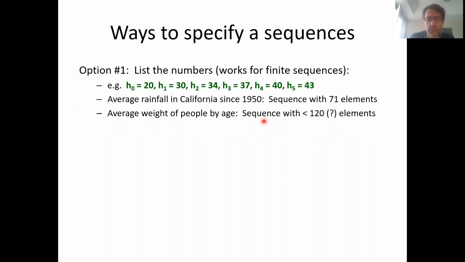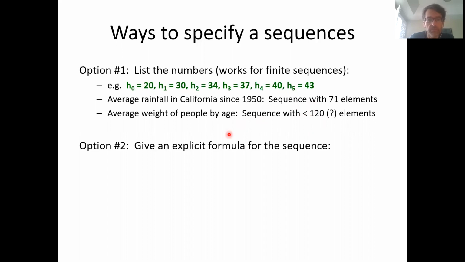Because I don't think it obeys any law that can describe this sequence in a more concise way. Weight of average people by age. That will be a sequence with, sadly, I don't know what's the age of the oldest person on Earth. Is it 120 or more? But it's about that. That's how many elements that sequence would have.